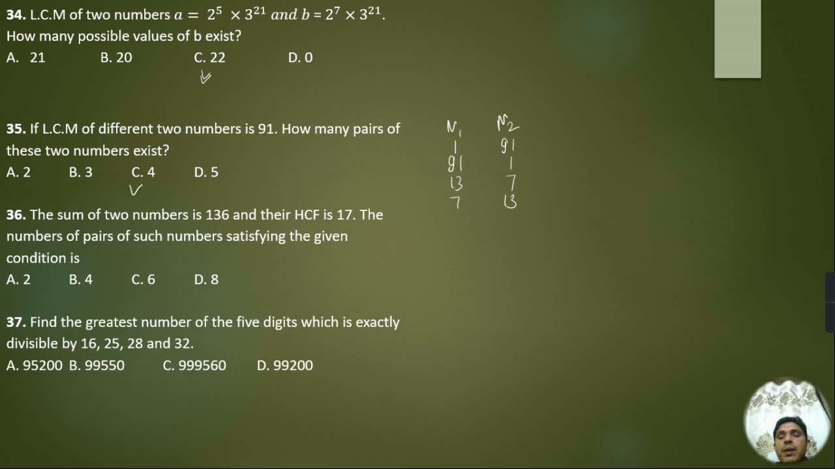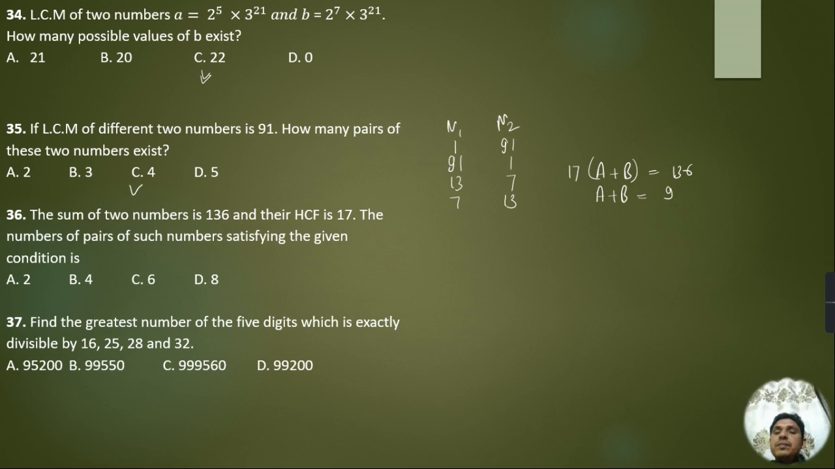Coming to the next question, the sum of two numbers is 136 and their HCF is 17. We need the number of pairs of such numbers satisfying the condition. Suppose the two numbers are A and B. The sum of the two numbers is 136 and their highest common factor is 17.